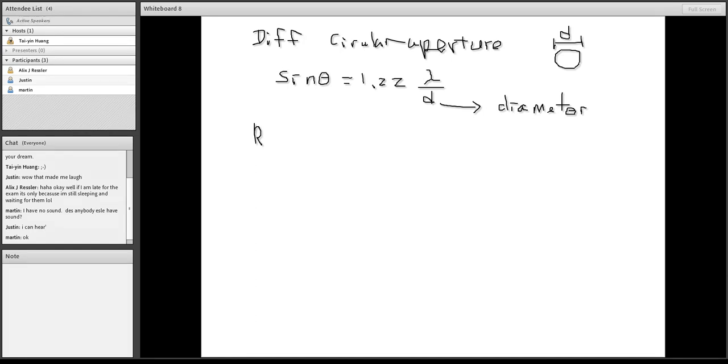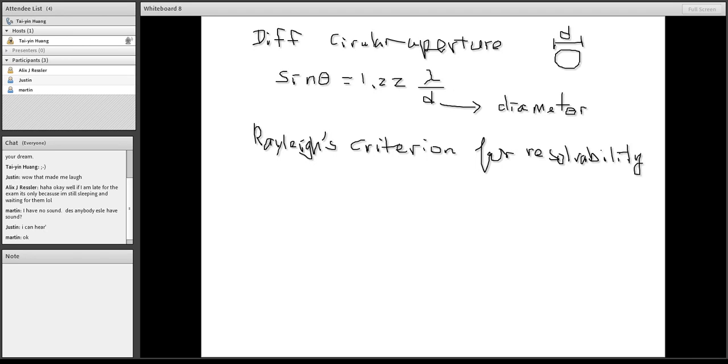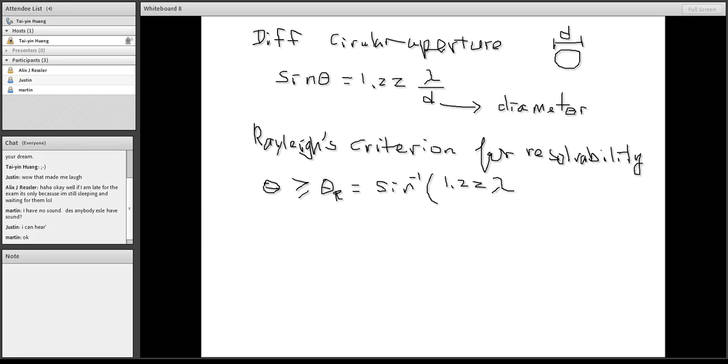So what is that resolvability? What he found was that the angular separation of the circular diffraction pattern has to satisfy the following condition. Rayleigh's criterion for resolvability: the angular separation theta between any two distant objects has to be equal to or greater than theta sub r, which is the Rayleigh angle, and that is the inverse sine of 1.22 times the wavelength of the light over the diameter of the lens.